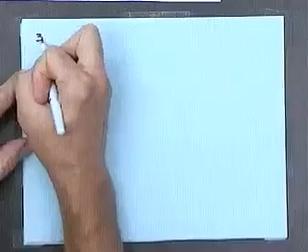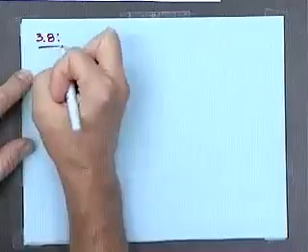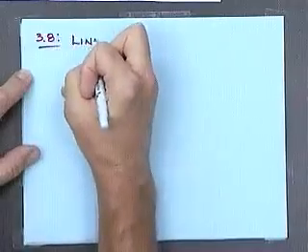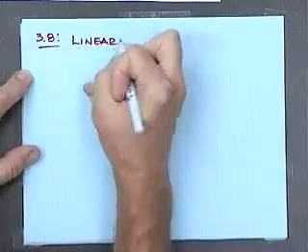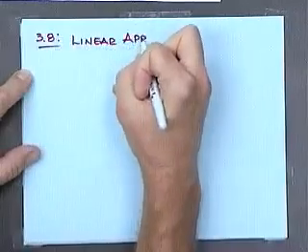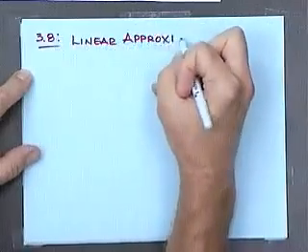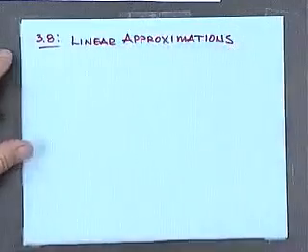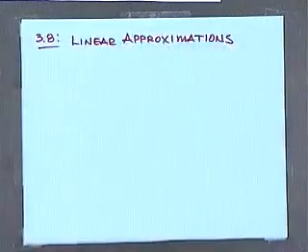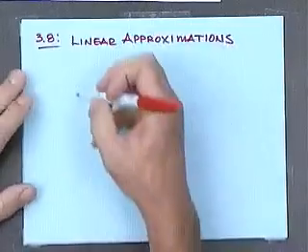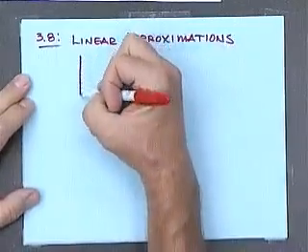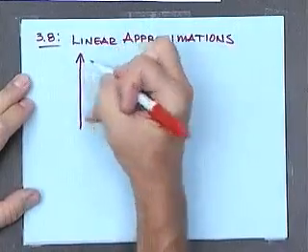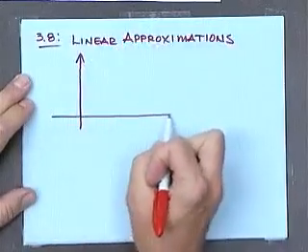So Chapter 3, Section 8. Linear approximations. So here's a rough version of what it is that we're going to do and how it uses the derivative to accomplish this purpose.